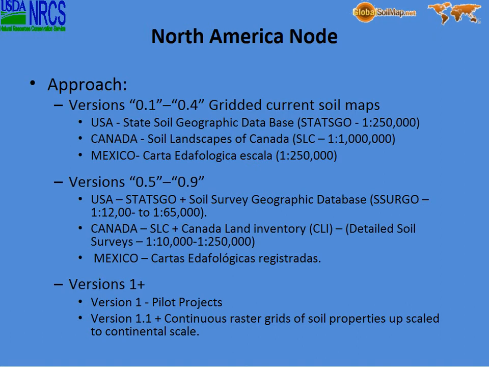Versions 0.5 through 0.9 now would consist of the SSURGO data, but they would have the gaps filled in with STATSGO. This, again, is not going to be perfect. It's, again, a gridded product, but it will provide more detailed information. Then the versions 1 plus would be continuous raster property maps that would be scaled to the continental scale, but also would be valuable for local planning as well. The way we're getting through these versions would be through pilot projects. We will not talk about this here because we don't have time.